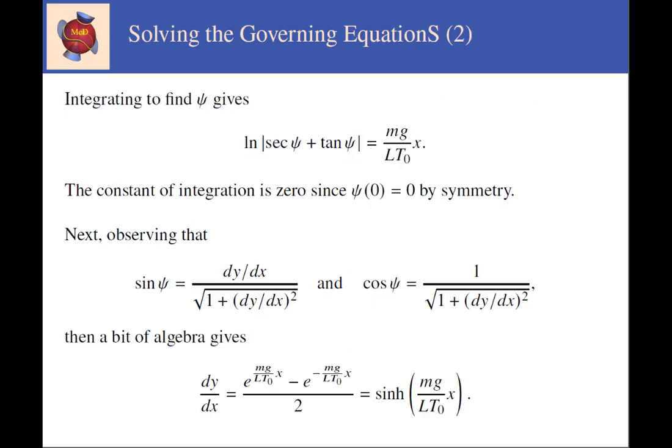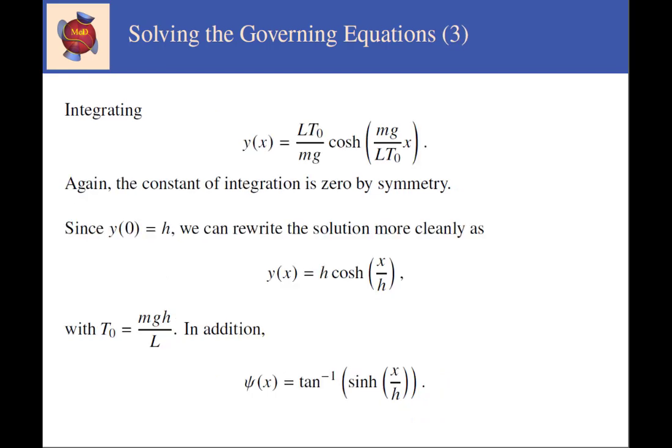Integrating both sides and doing some algebra shows that dy dx is equal to the hyperbolic sine of a constant times x. The details are left to the interested viewer. Integrating with respect to x, again, gives us y. And if we write the solution in terms of little h, the height at the center of the chain, then we get a particularly nice form for the solution. That is, y is equal to little h times the hyperbolic cosine of x over h, provided that t naught is mgh over L. We can also solve for psi, since it's just the derivative of y with respect to x.